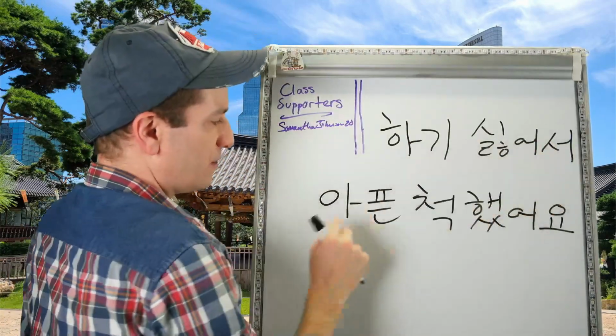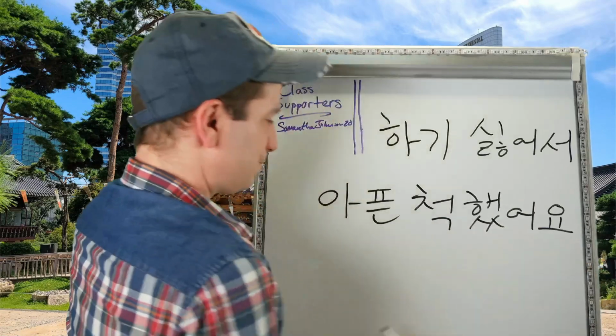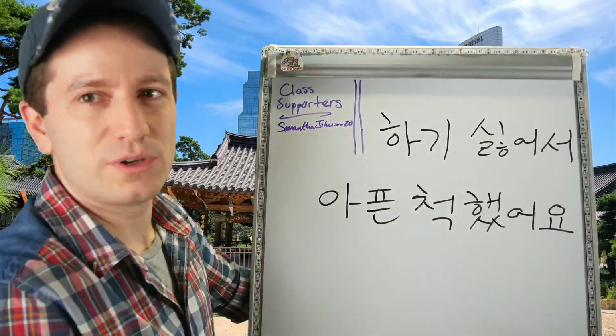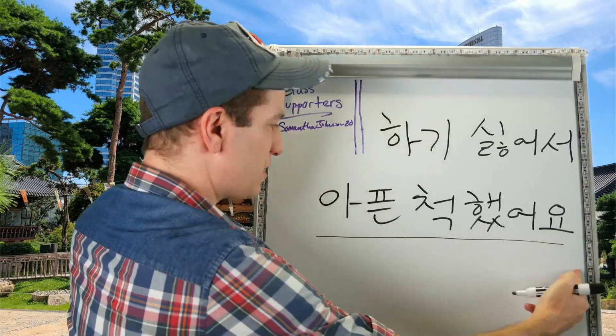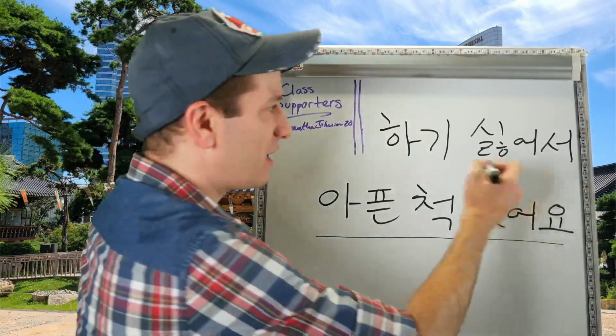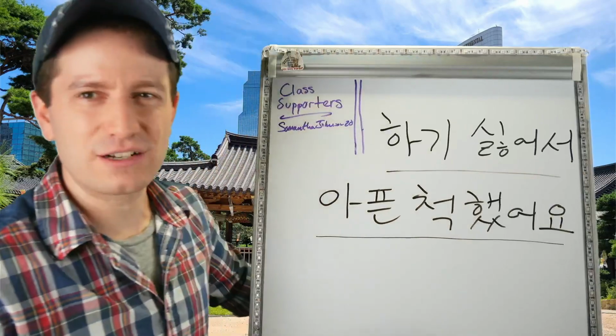하기 싫어서 아픈 척 했어요. 아프다, to be sick or to hurt. 아픈 척. So I pretended, 아픈 척 했어요. I pretended that I was sick because 하기 싫어서, because I didn't want to do it.